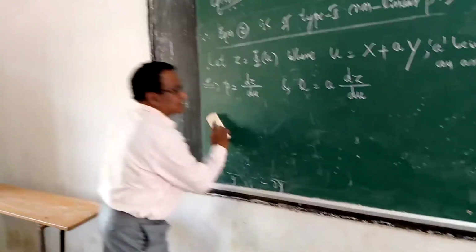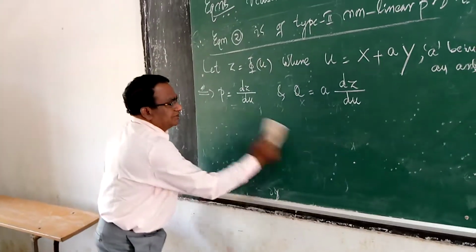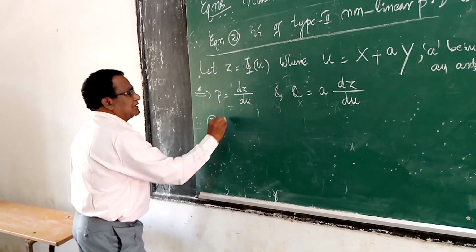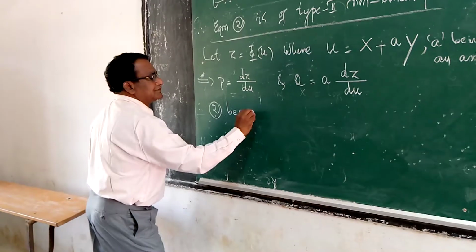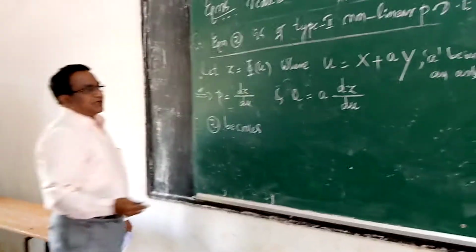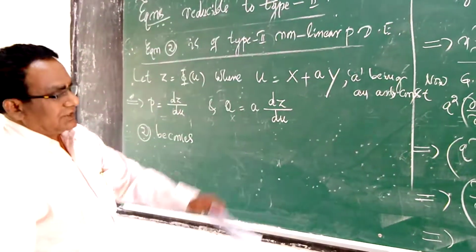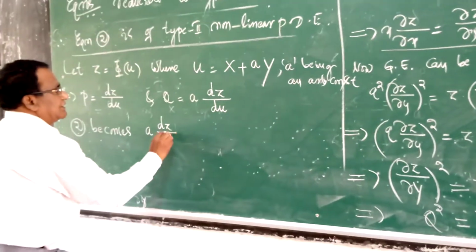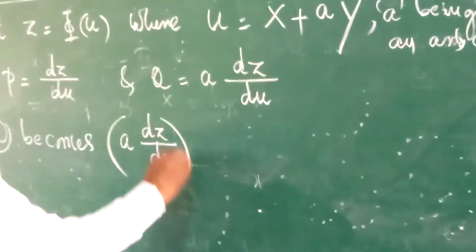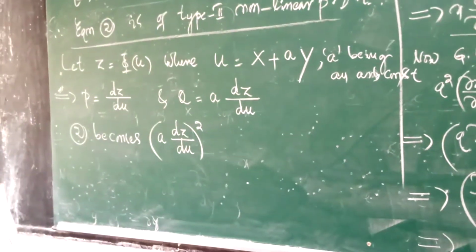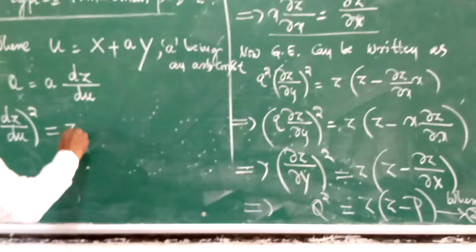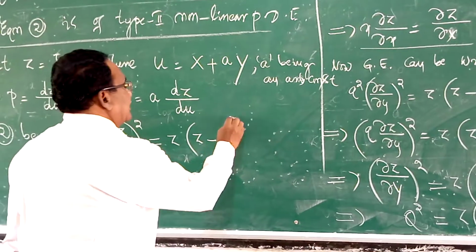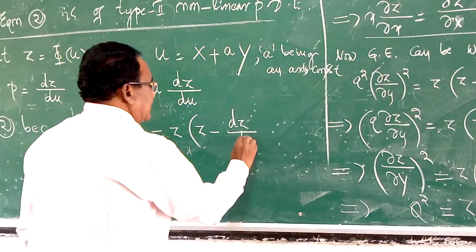With these values of capital P and capital Q, equation 2 becomes: a into dz by du, whole squared, is equal to z into z minus capital P, where capital P is dz by du here.